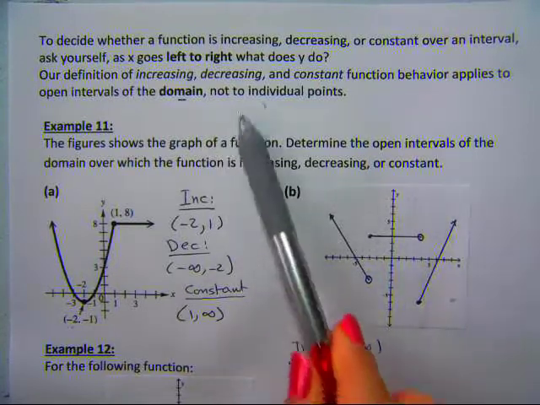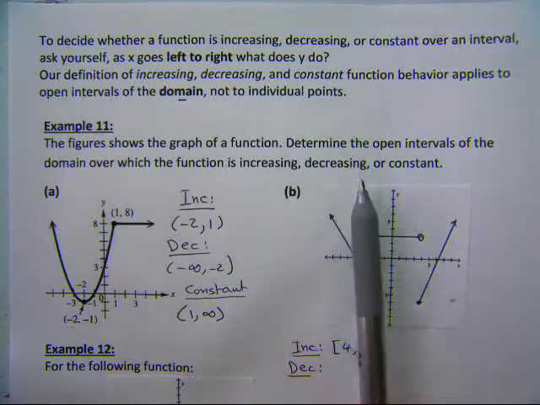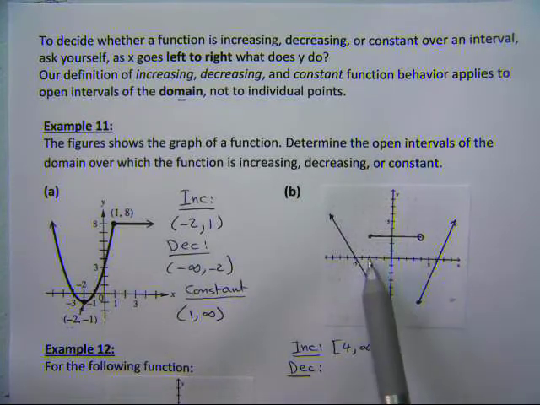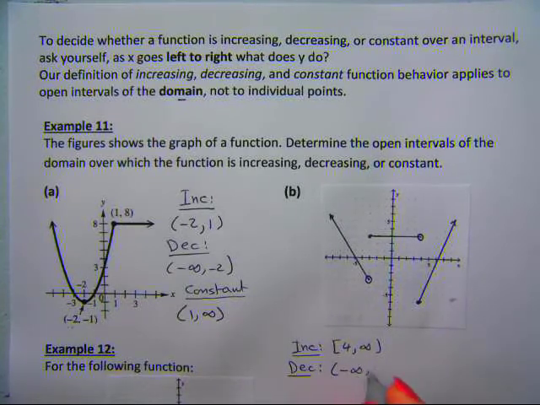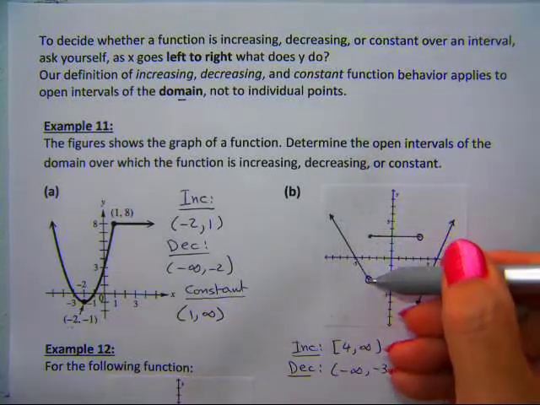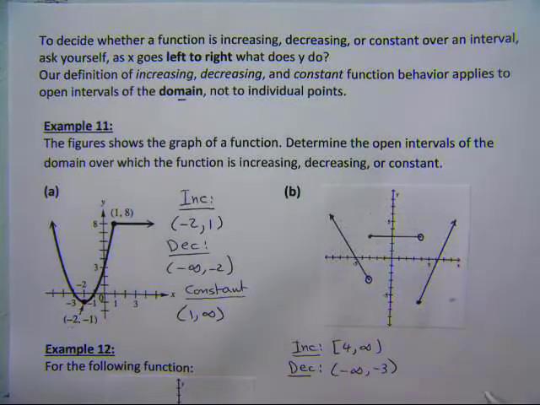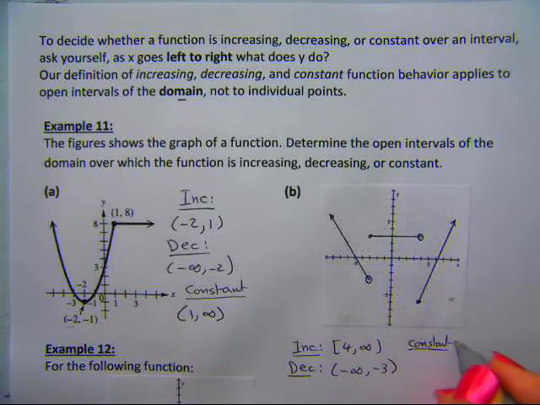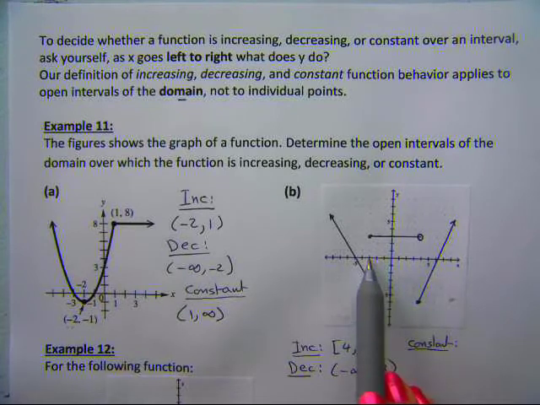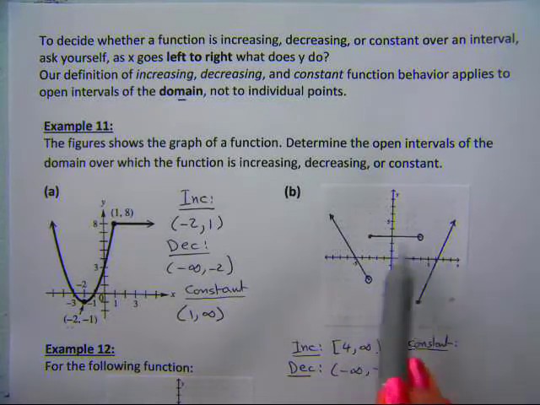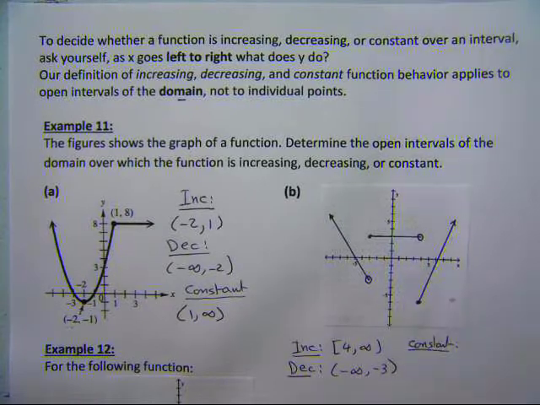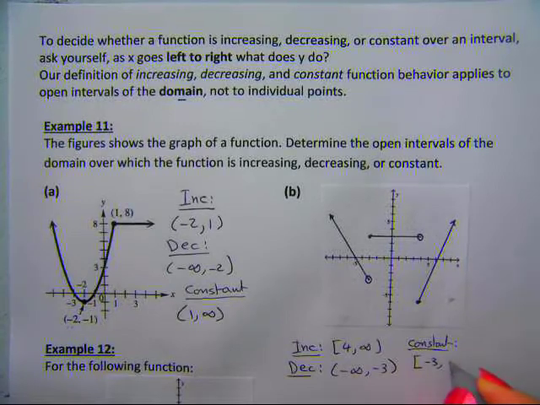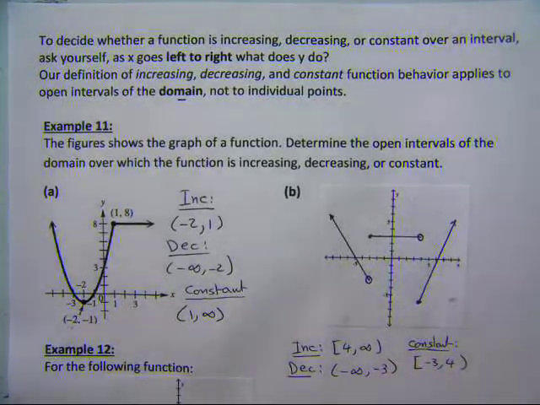Now, how about decreasing? Okay, so we noticed that when we went left to right, it was decreasing from negative infinity to this X, which is negative 3. So negative infinity to negative 3. What about negative 3? Is it included? No. So it's open. And where is it constant? Let's see. It is constant from negative 3, including negative 3, to 4, but not including 4. So it's closed at negative 3 to 4, but it's open at 4.